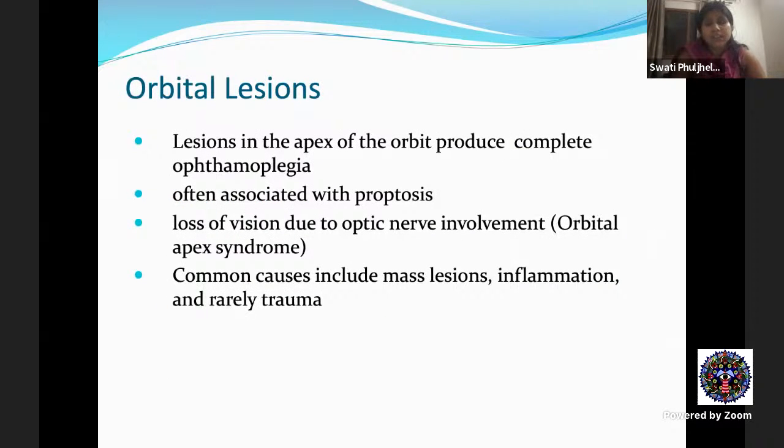So orbital lesion: when the third nerve moves forward, it is closely related to the optic canal, where there is the optic nerve as well as the central retinal artery. So if you have optic nerve involvement along with the third nerve palsy, probably the lesion is localized at the orbital apex, and the common causes here include mass lesions, any kind of inflammation, and very rarely trauma. The clinical presentation at this stage will include proptosis along with vision loss, and sometimes there may be involvement of other nerves as well.